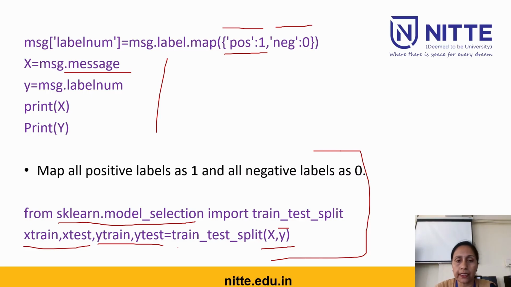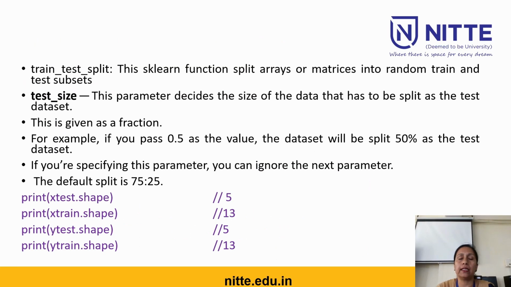As we are not passing any parameter to the train_test_split function, by default the split will be 75-25. In the sense, out of the 18 rows we had, when I don't give any parameter, by default 75-25 will be taken. So 75% of 18 is about 13, which is the training size. 25% of the 18 rows is about 5 rows, which is taken for testing.